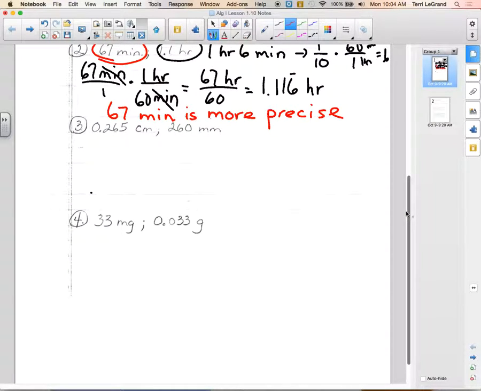Sage? What if it wasn't rounded? It was actually just 1 hour, and then it was exactly 6 minutes, and it wasn't rounded.